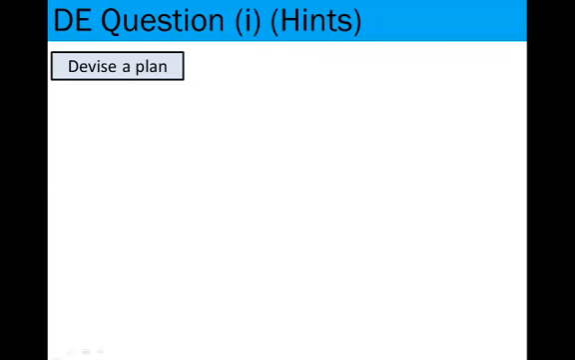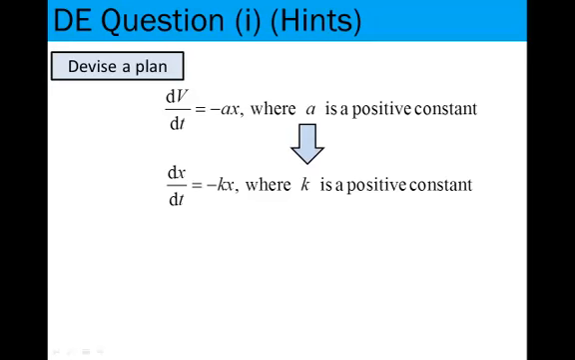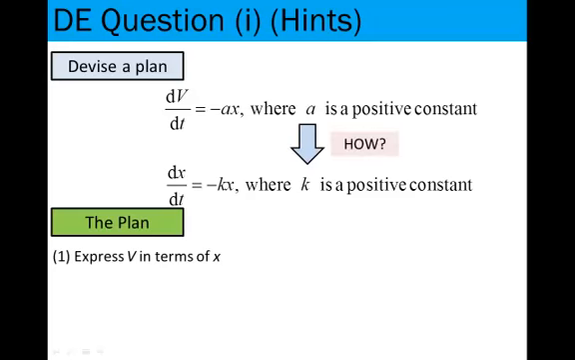The next step of Polya's model is to devise a plan. I know that dV/dt is equal to negative ax from the question, and what I need to show is dx/dt can be written as negative kx. How do we do that? The plan would be to express the volume of water in the tank in terms of the depth of water in the tank, and then with this new expression I can go from dV/dt to dx/dt. In order to express V in terms of x, volume in terms of depth, I have to introduce a new positive constant, and eventually your k is going to be in terms of your a as well as this new positive constant.